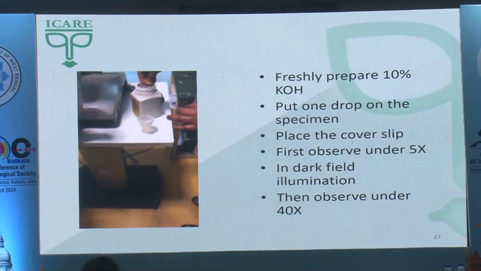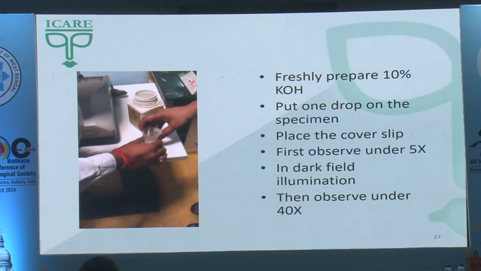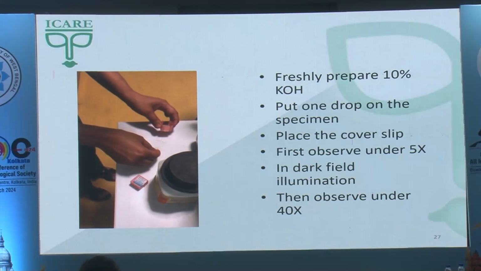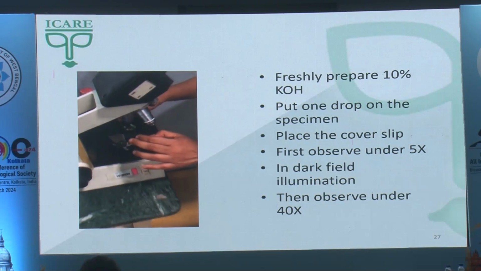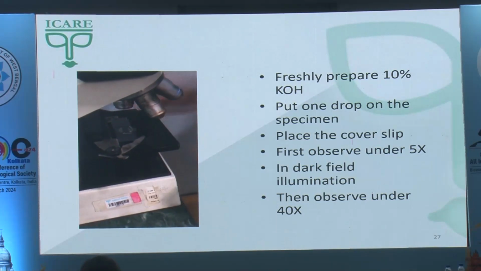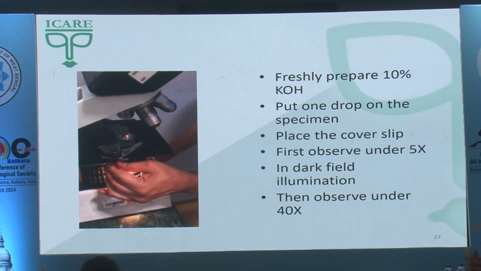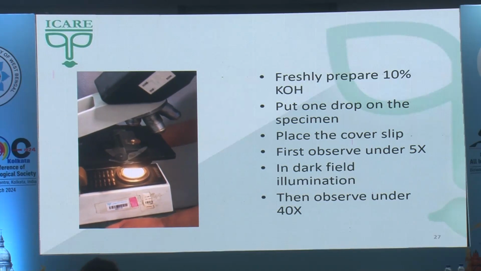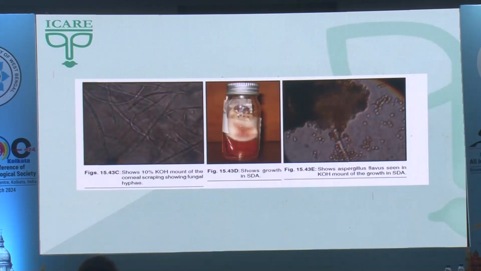For KOH wet mount, you freshly prepare 10% KOH, put 1 drop on the specimen, and place the cover slip. First you observe under 5x. Now this observation is done in dark field, so your shutter is closed and the condenser is in the lower position, and then you observe under 40x. So this is how the fungal hyphae are seen in KOH. The lower slides show Gram staining and Giemsa of the fungal hyphae.